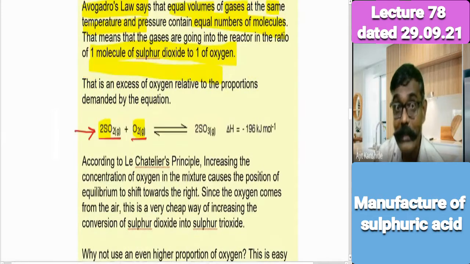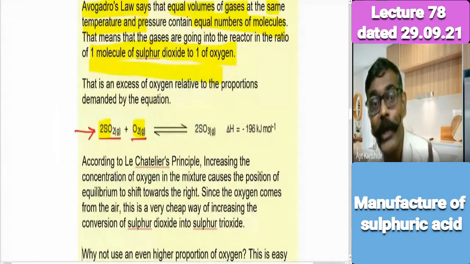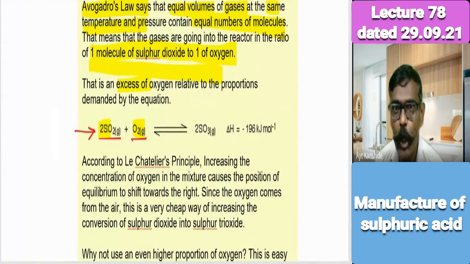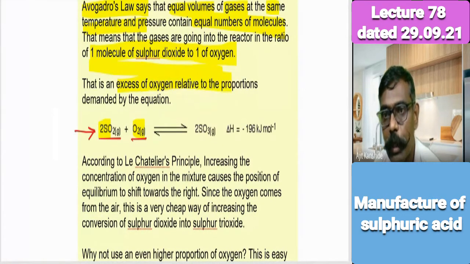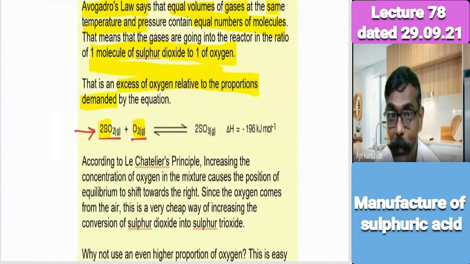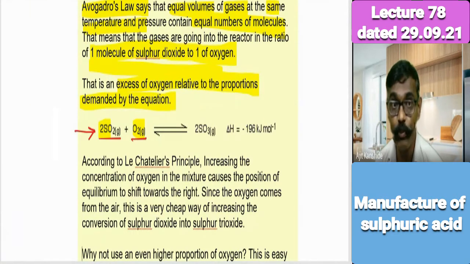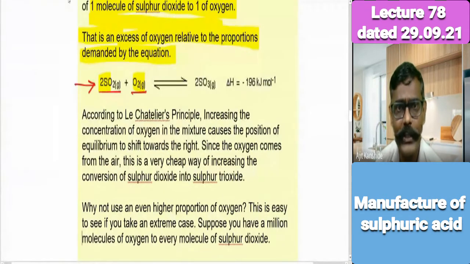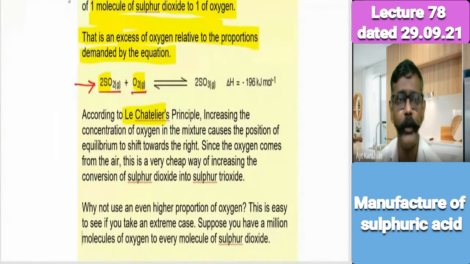What is the reason? Why are we not using 2 is to 1? See the reason: excess of oxygen relative to the proportions demanded by the equation. Means we are adding excess oxygen relative to the proportion. Now, why is it so? It is as per Le Chatelier's principle. First, understand whether it is excess of oxygen.